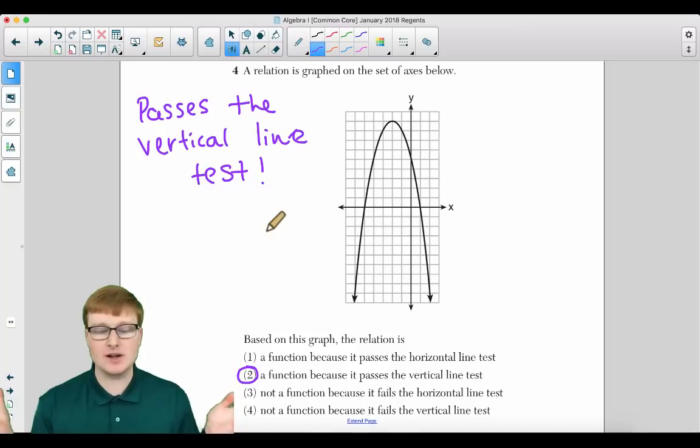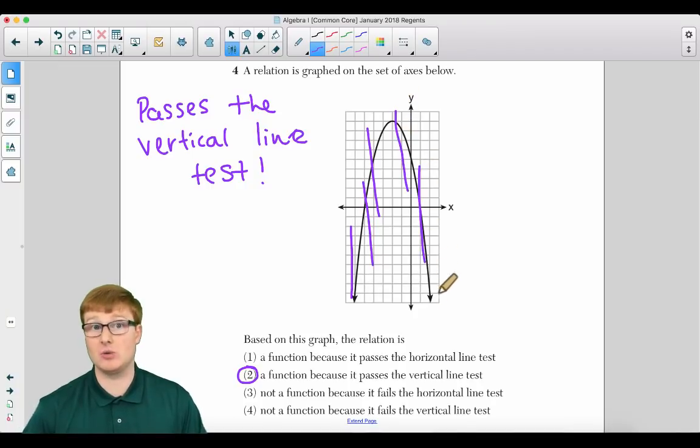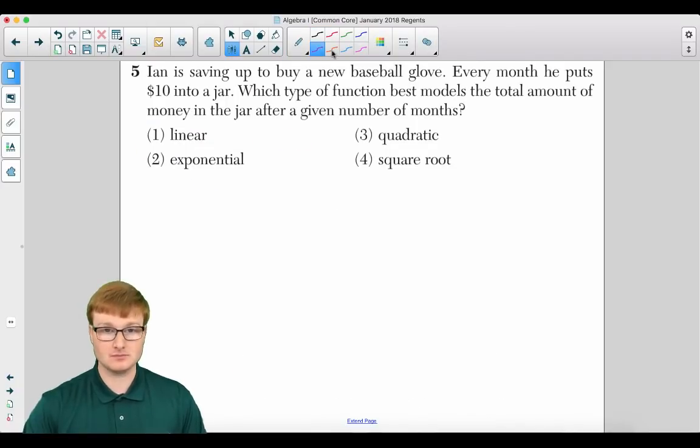I really can't give any more explanation than that. If you want to get really technical, it's because there's only one value of y for every value of x. That is the definition of a function, but other than that, you just need to know that it passes the vertical line test at every single point. Those aren't really vertical lines, but you know where I'm getting at. So, your answer is choice 2. Moving on to number 5.